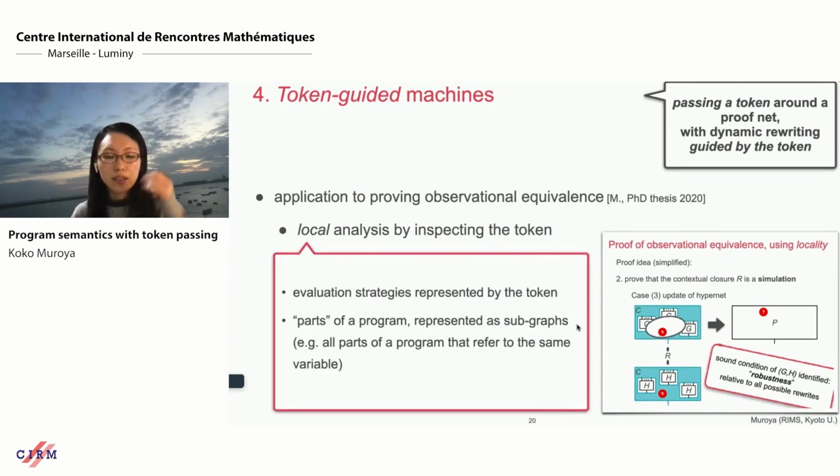And what enables this local analysis is the characteristics of token-guided machines that evaluation strategies are represented so handily by the token. And also part of a program, when we think about it, can be represented as subgraphs. And then subgraphs are actually more expressive than subterms because we can collect all parts of a program that refers to the same variable and represent them as a single subgraph, which we can't with terms. So it was a very brief explanation, but I was studying this local analysis in my PhD.